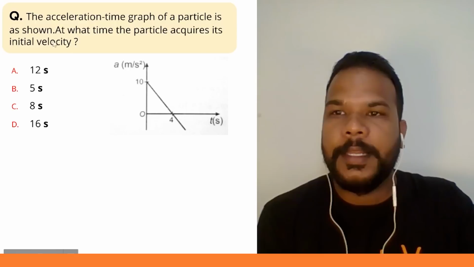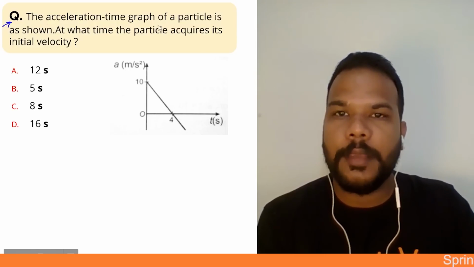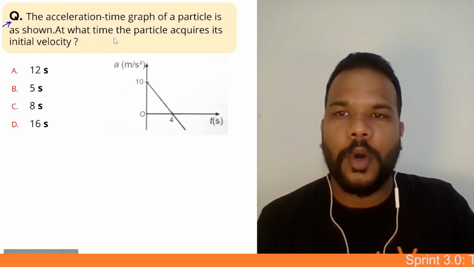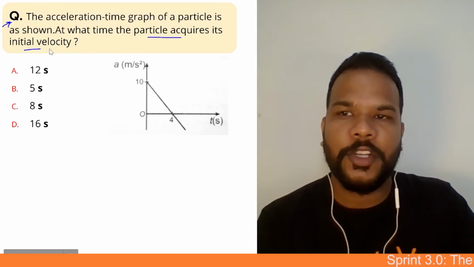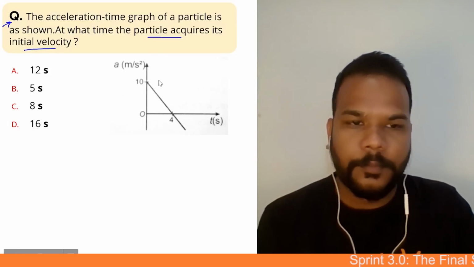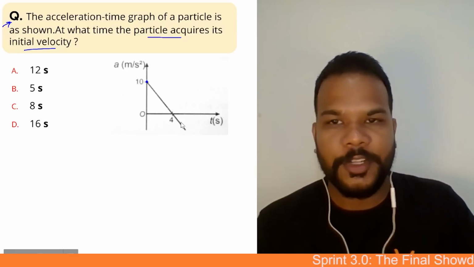Okay, guys. Let's continue to the next question. Next question is the acceleration time graph of a particle which is given to us. And the question is asking at what time the particle will acquire its initial velocity. So nothing has been mentioned about the initial velocity. And we have to talk about the final velocity to be equal to initial velocity.